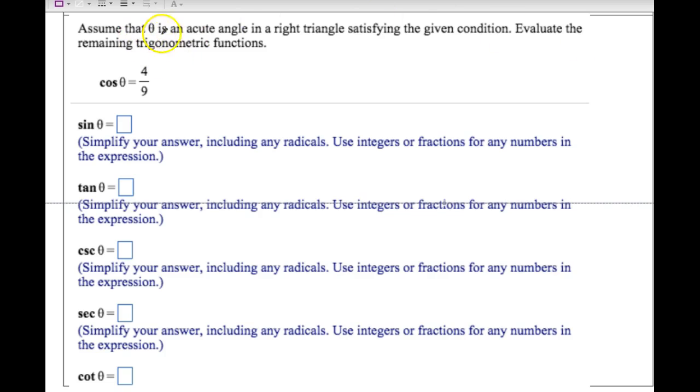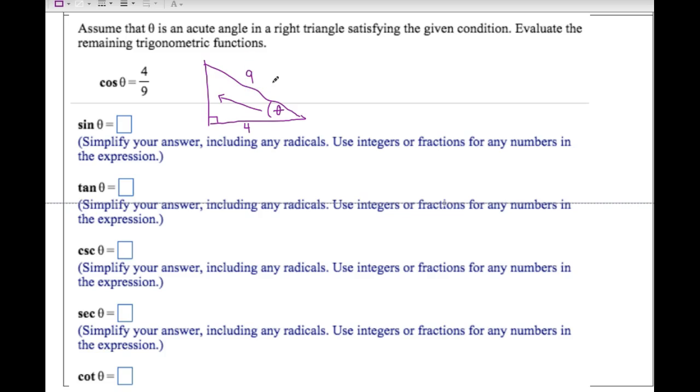Okay, assume that theta is an acute angle in a right triangle satisfying the given condition. Evaluate the remaining trig functions. All right, so I have cosine of theta equals 4 over 9. So, if this is my triangle, this is my opposite side, my adjacent side, my hypotenuse, cosine is adjacent over hypotenuse. That means my adjacent side is 4 and my hypotenuse is 9.